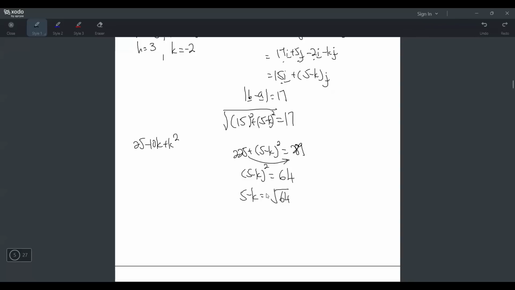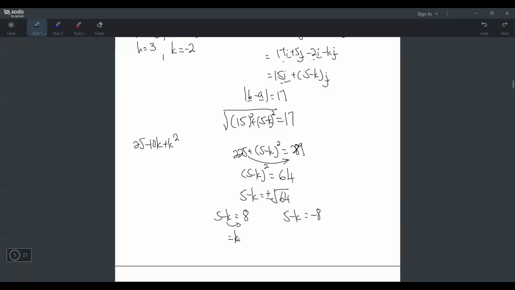But do you know, you need to know something? When you square pindah jadi square root, there will be two answers, plus minus. It means that there will be two answers here. 5 minus 8k equals to 8, and then 5 minus k equals to negative 8, right? It means square root 64 gives you two answers, 8 and negative 8. All right, now you can find your k.